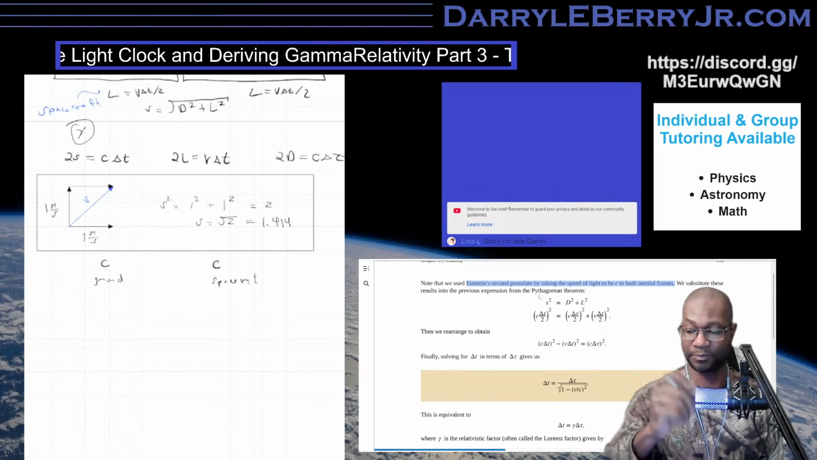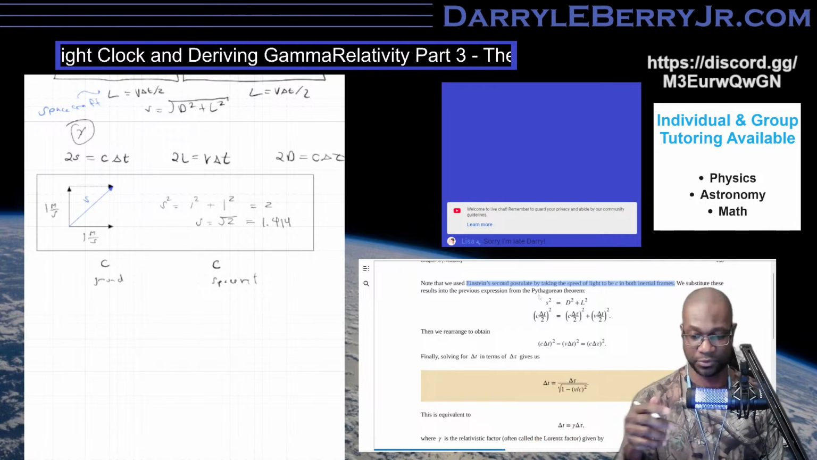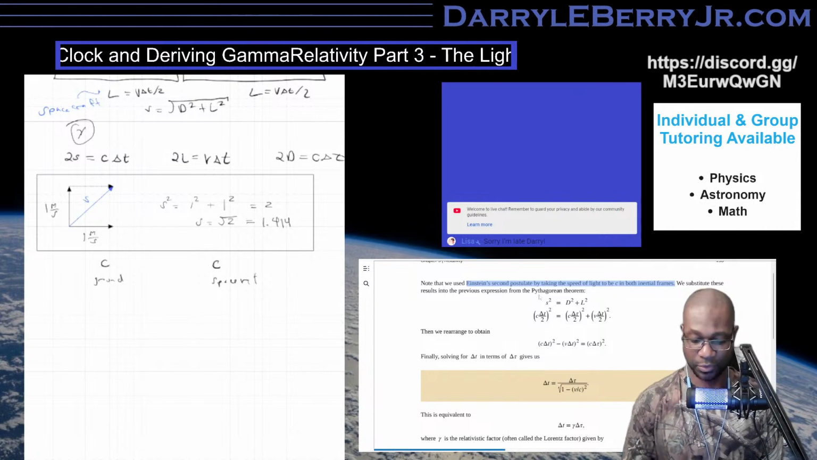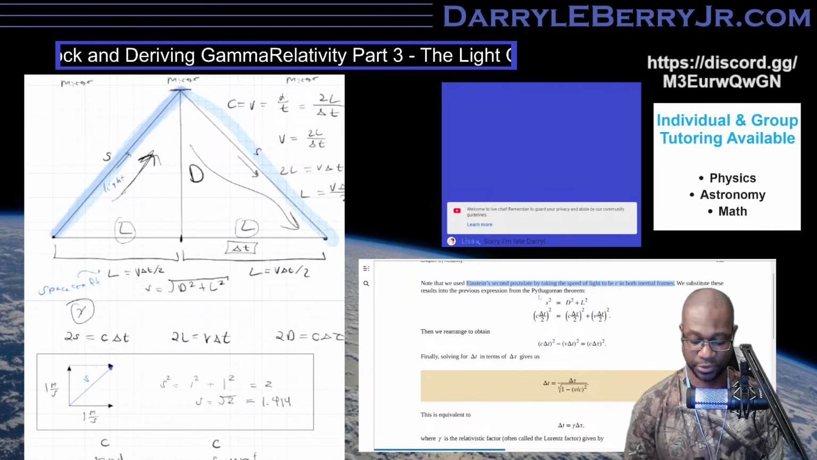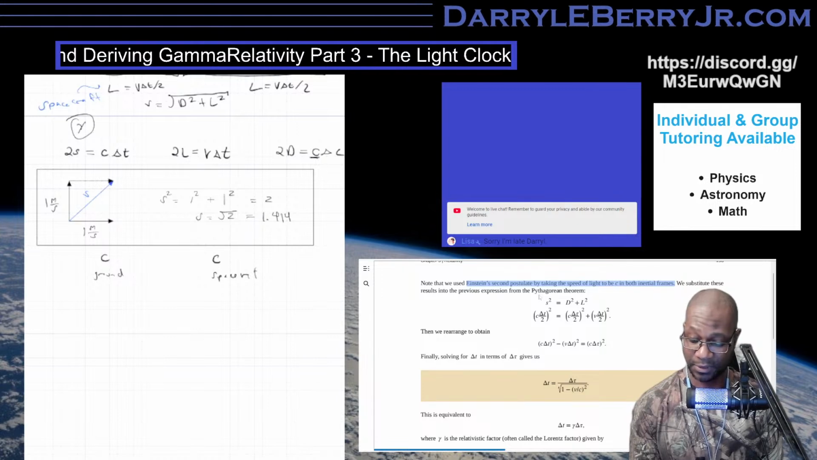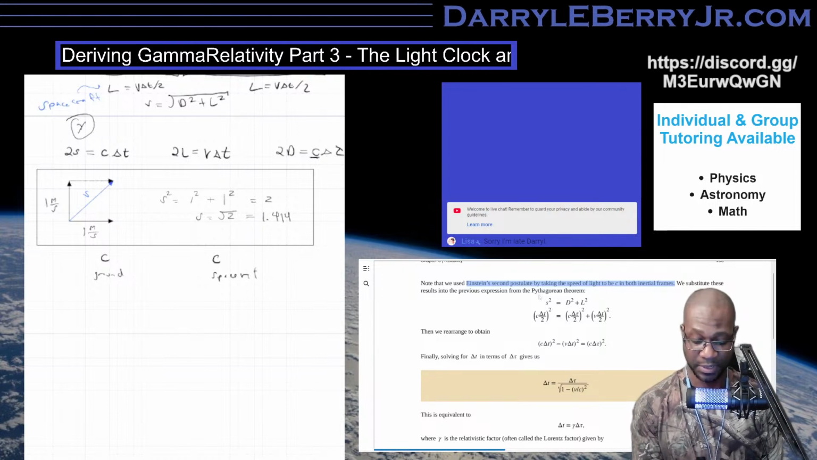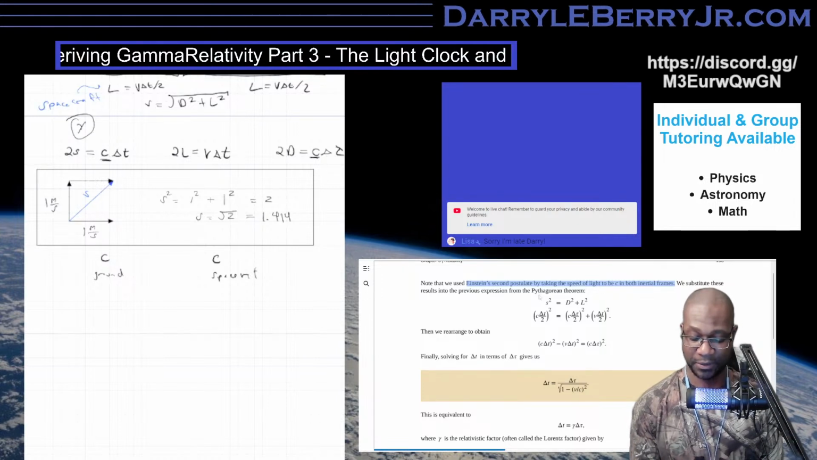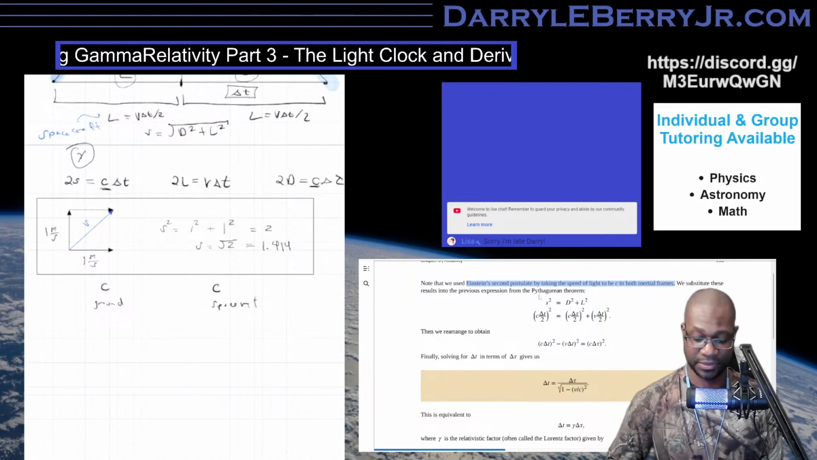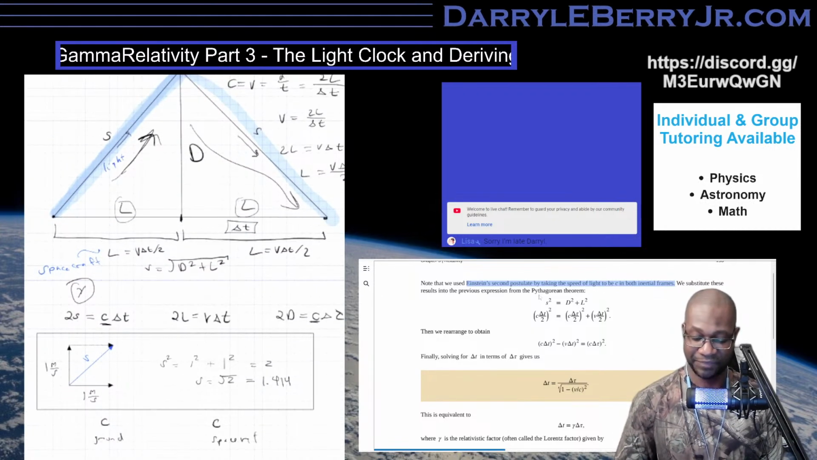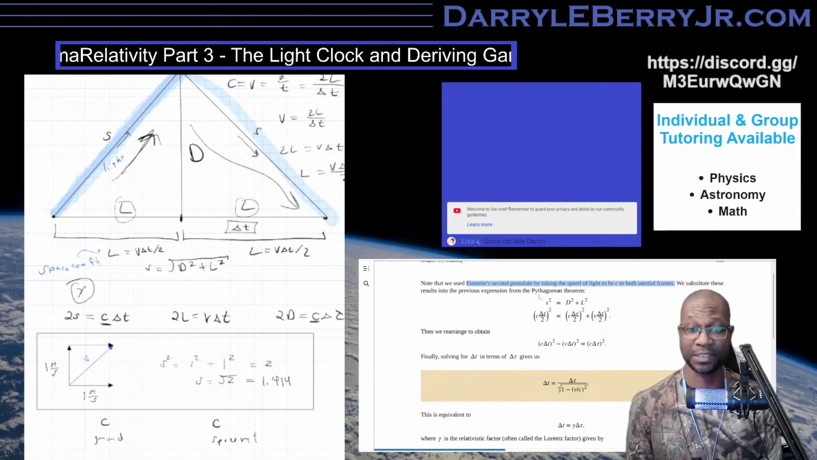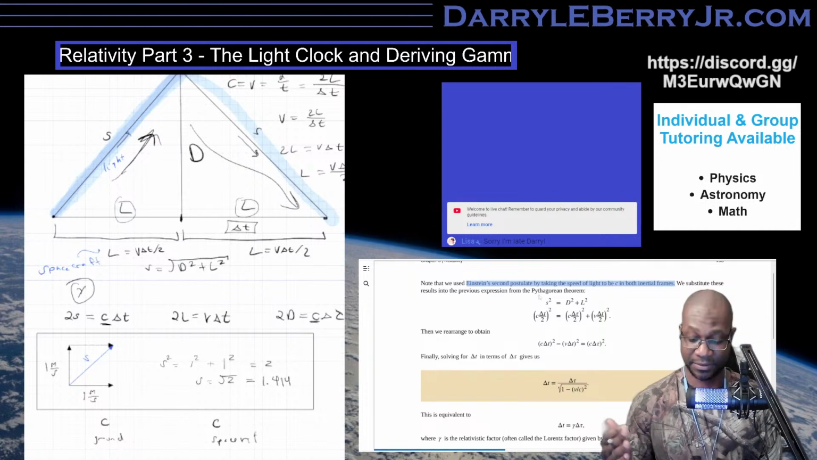You send light up, but you're still moving sideways. The person on the ground looking at it can't add up these velocities. Light is still going C in this direction. Therefore, we have C for tau for the person on the spacecraft, and C for the person looking on the ground. So even though the speed of light is the same, it's traveling different distances.